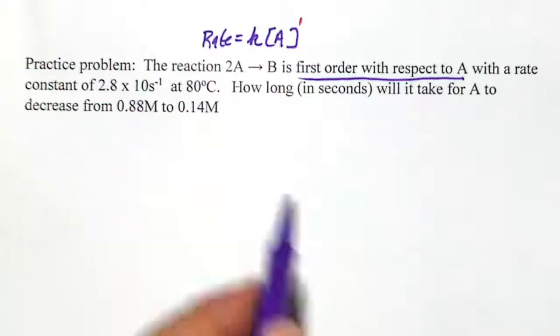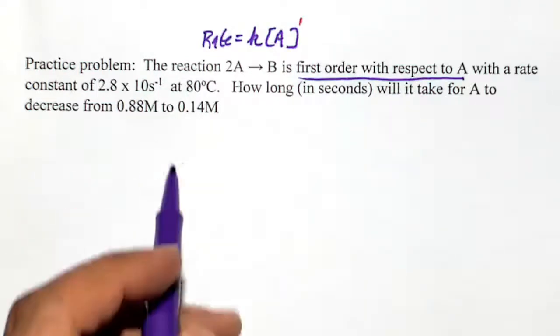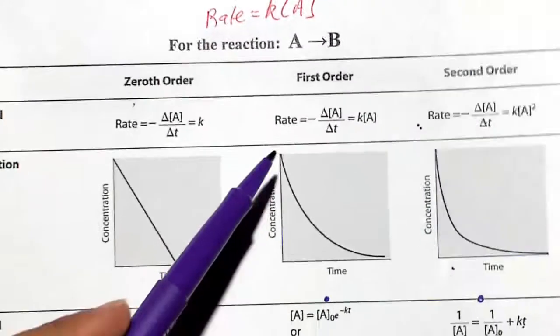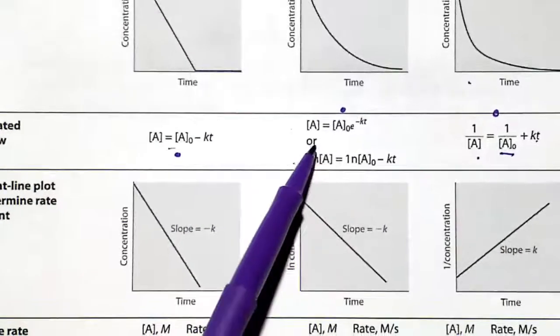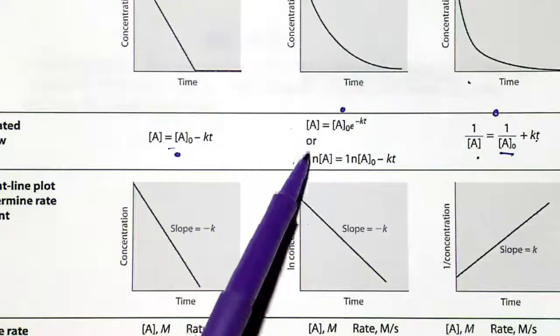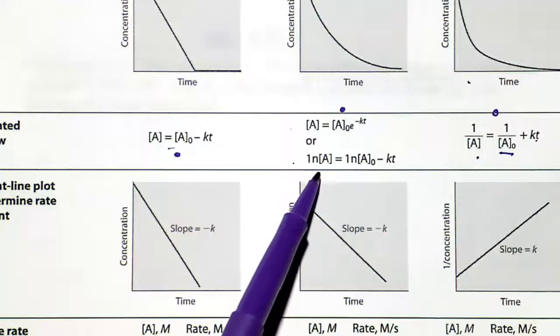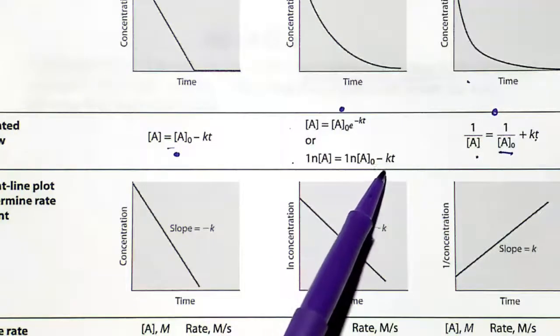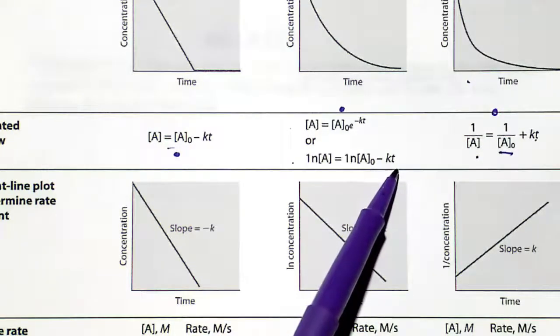And we are given a rate constant. We're also given a temperature, though the temperature does play a role in how fast the reaction occurs, but we won't need it for our equation here. All we need to do is consult this table. We know it's first order with respect to A, so the equation that we will use here is, well, we can use both of these equations, they are equivalent, but we'll use natural log of A equals natural log of the initial concentration minus Kt. The t here is time, not temperature.